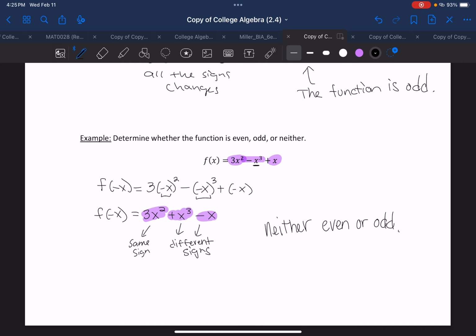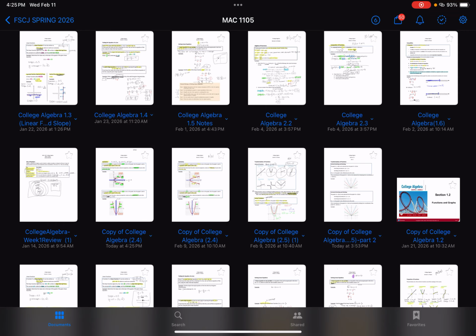Okay, so that's the end of 2.4. So I'm going to move to 2.5.